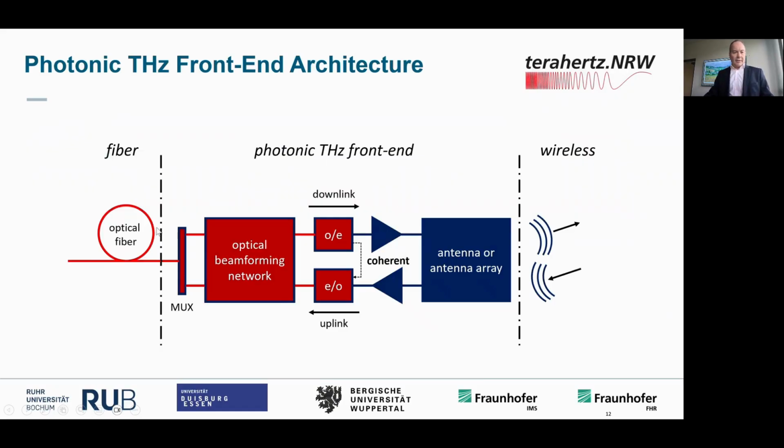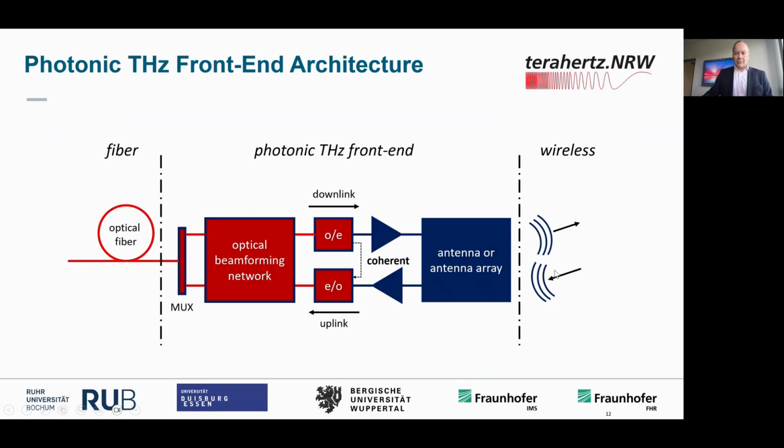And if you go for, let's say, the downlink from the fiber to the wireless, you may have an optical beamforming network. We will talk about this, that is necessary to steer the wireless beam. And you have an opto-to-electric converter. I just named it here OE.